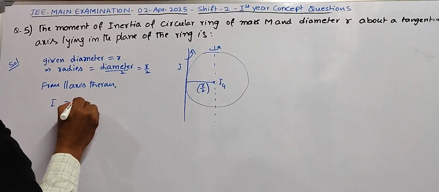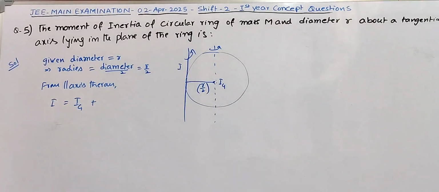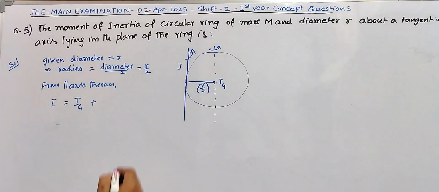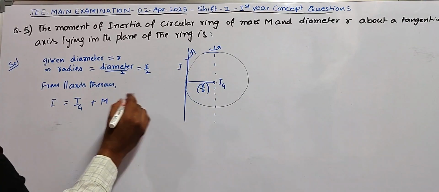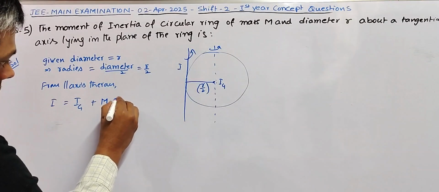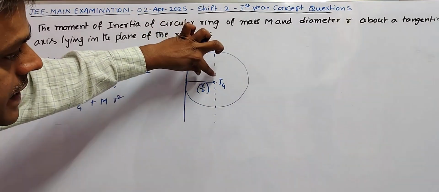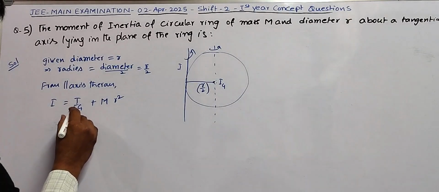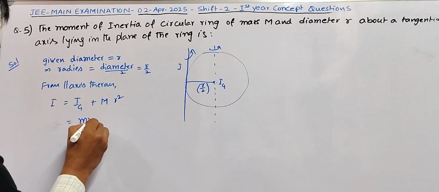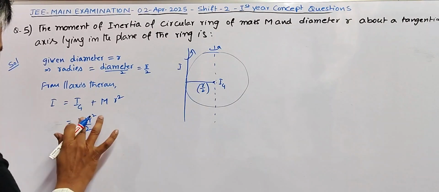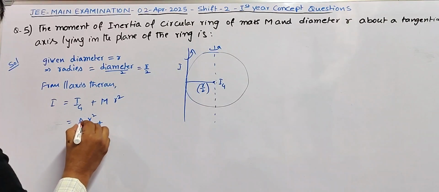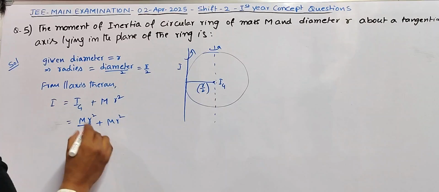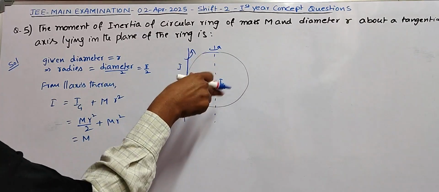is equal to the sum of the moment of inertia of the circular ring about an axis passing through its center of mass, and the mass of the ring times the square of the perpendicular distance between these two parallel axes. So I is equal to what? I is equal to M r square by 2 plus total mass into d square. Here r is the radius of the given circular ring, equal to R by 2.